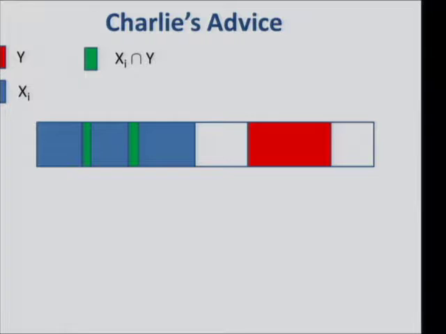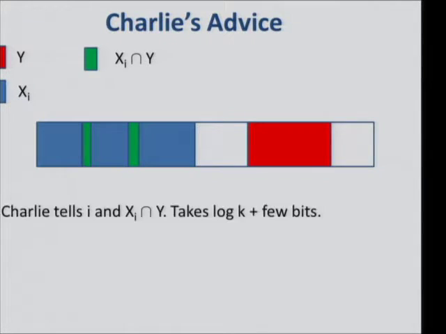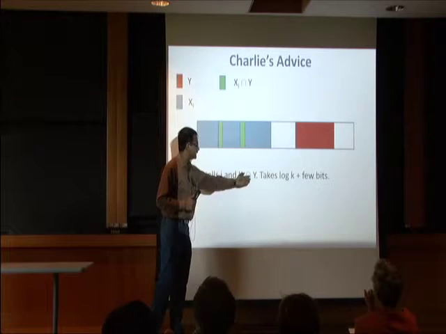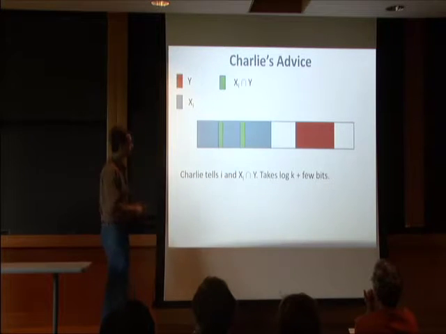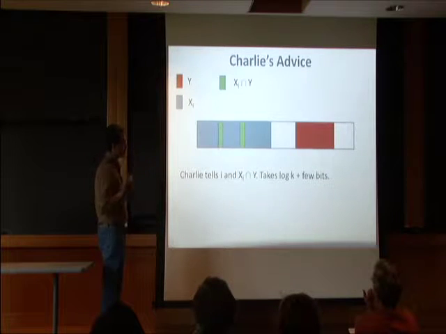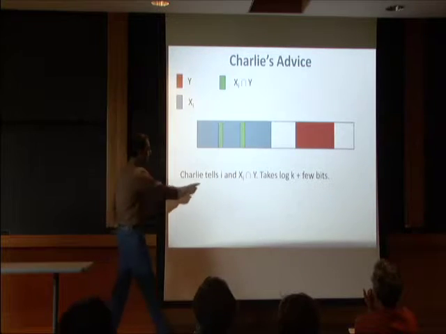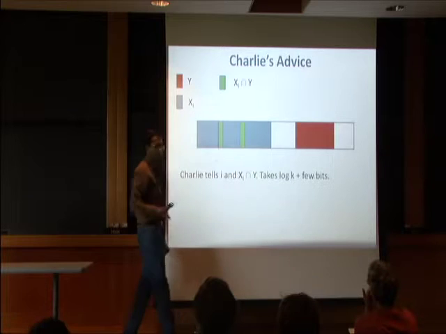And the point is, the intersection of xi with y is very sparse. So xi and y intersect only at a few spots. Charlie loves such rows simply because now he can exploit that. He just needs to tell this i, which takes log k bits, and he also specifies xi intersection y. Suppose xi intersected with y at just exactly one spot. Specifying the intersection set takes about log n bits.